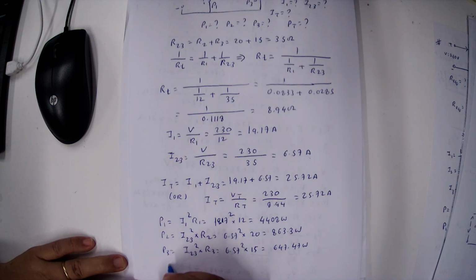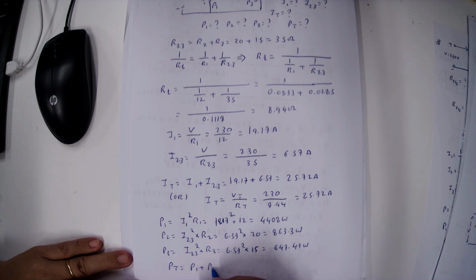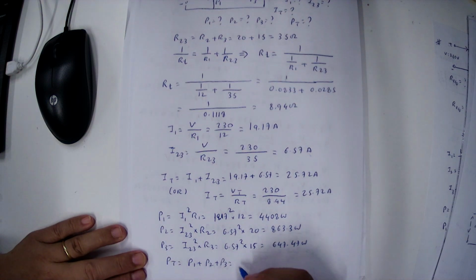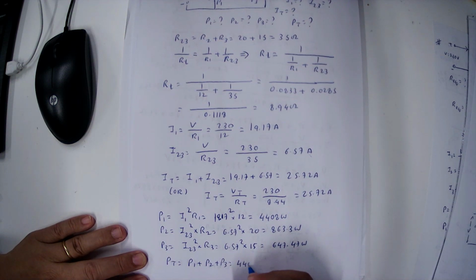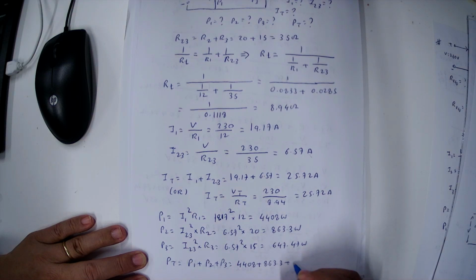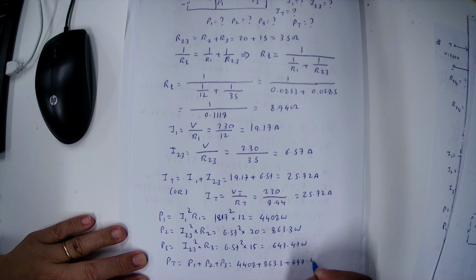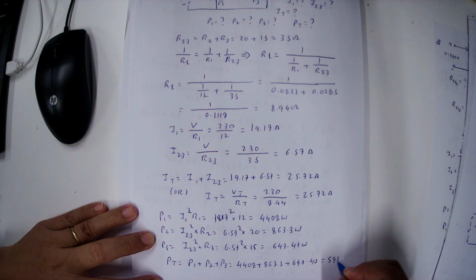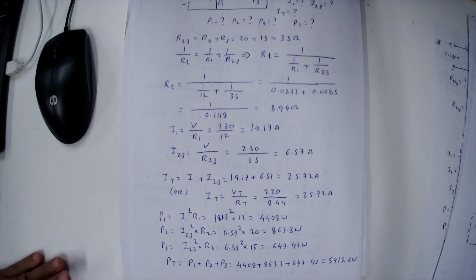Then we can calculate the total power. P total equal to P1 plus P2 plus P3. So we add all power together. P1 is 4408, P2 is 863.3, P3 is 647.47. Then we calculate the total power. That will be 5915.61. So this is the way we calculate it.